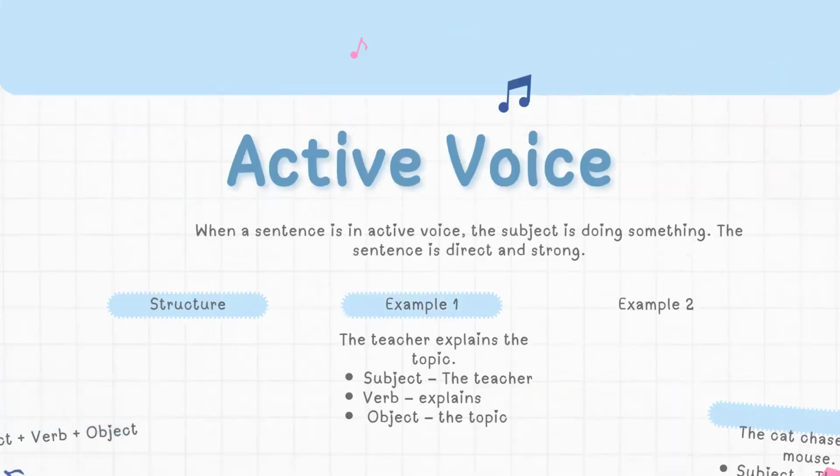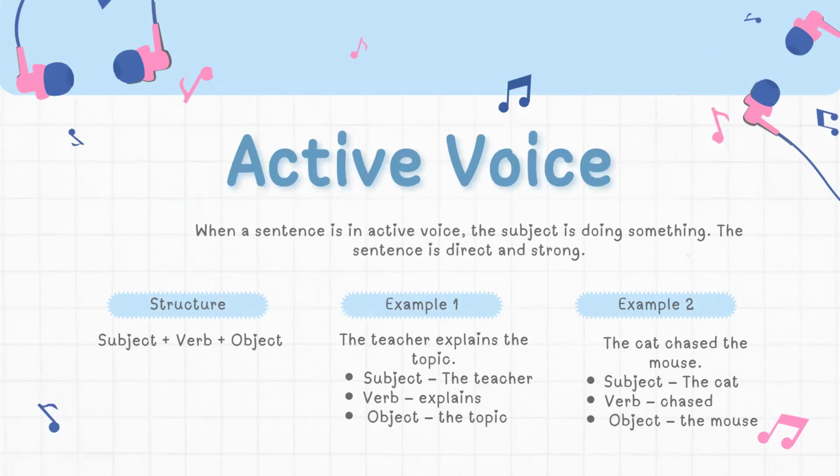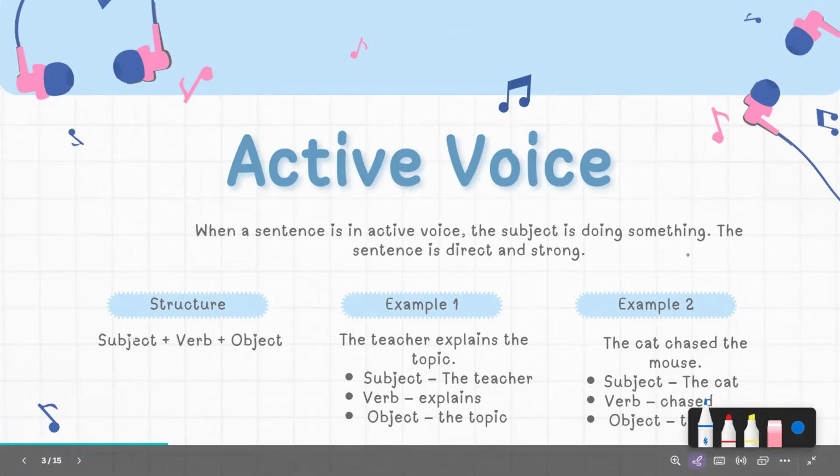Now let's get into active voice in detail. What is active voice? When a sentence is in active voice, the subject is doing something. The sentence is direct and strong. The subject does the action. The focus is on the doer. So who is the doer over here? The subject is the doer.